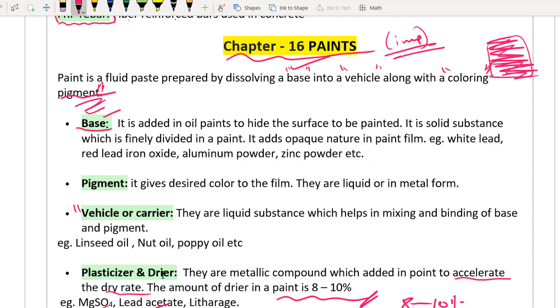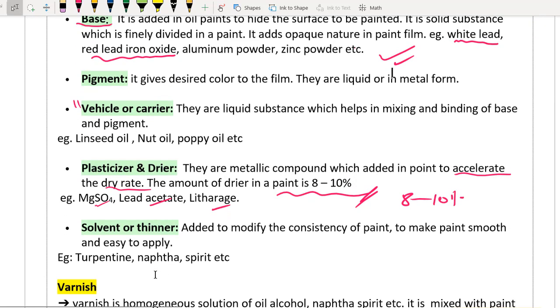But in examinations I have seen, which of the following examples are base? The answer could be red lead, iron oxide, aluminum powder, zinc powder. You have to tick the right answer. So here comes the tricky part. You have to remember these examples. Wherever you see oil, mostly it will be vehicle or carrier. You can tick that. And MgSO4, lead acetate, litharge, all these are your dryers.